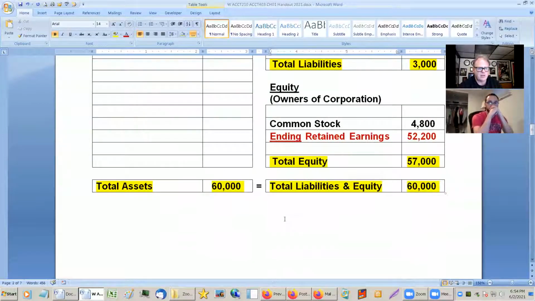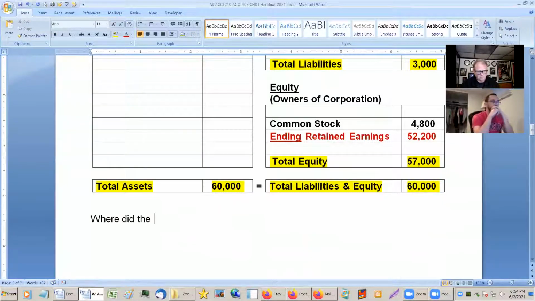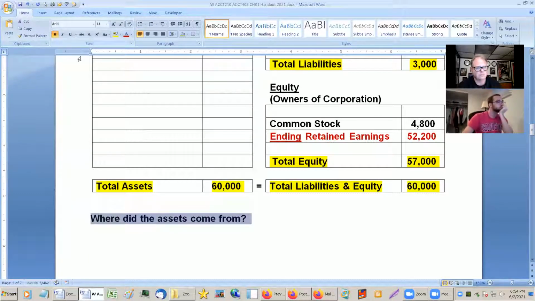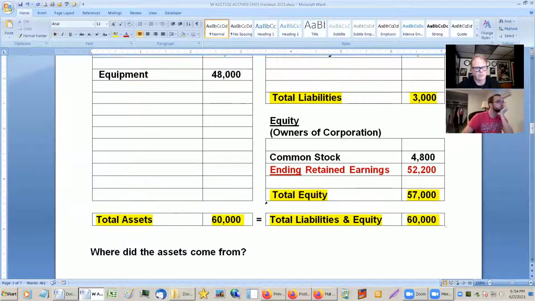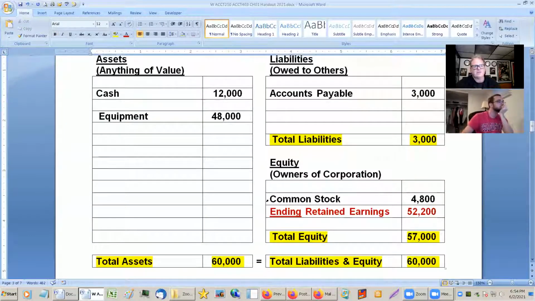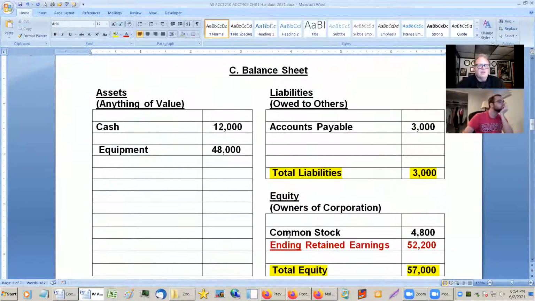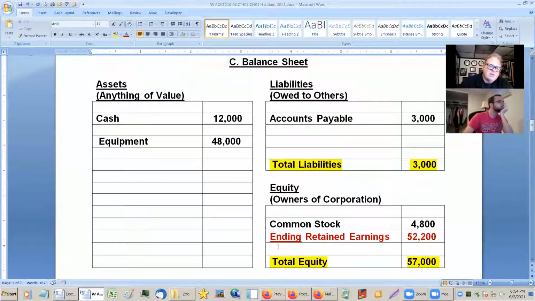And the balance sheet answers the question of where did the assets come from? So that is the balance sheet. So these are the three financial statements.